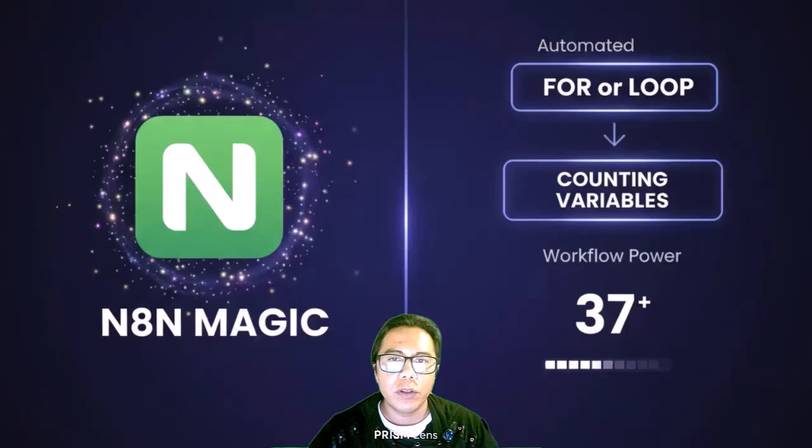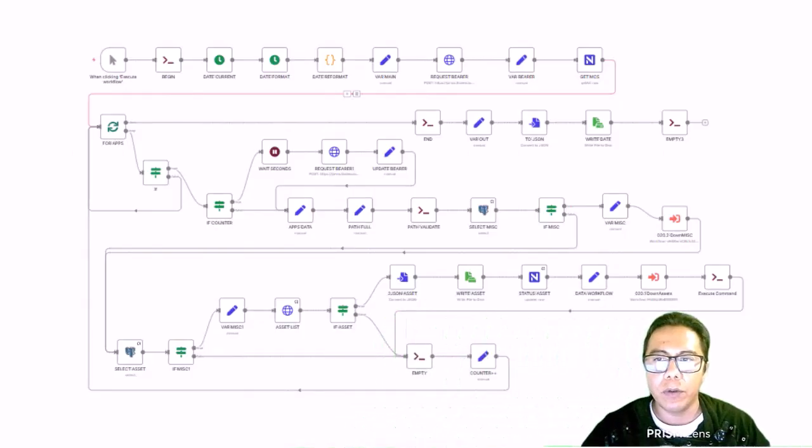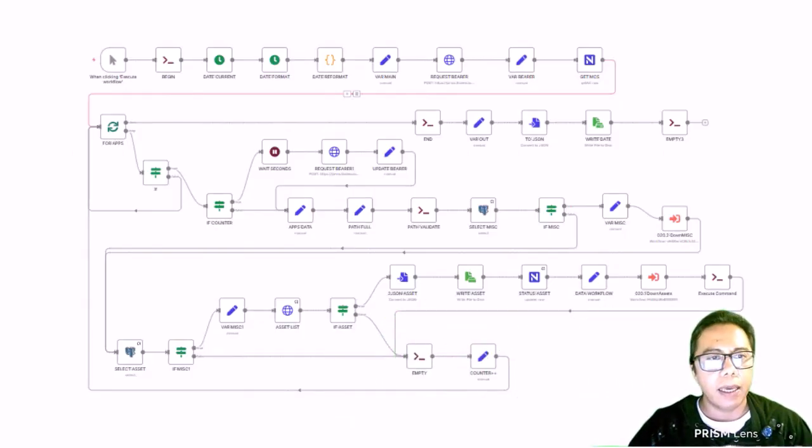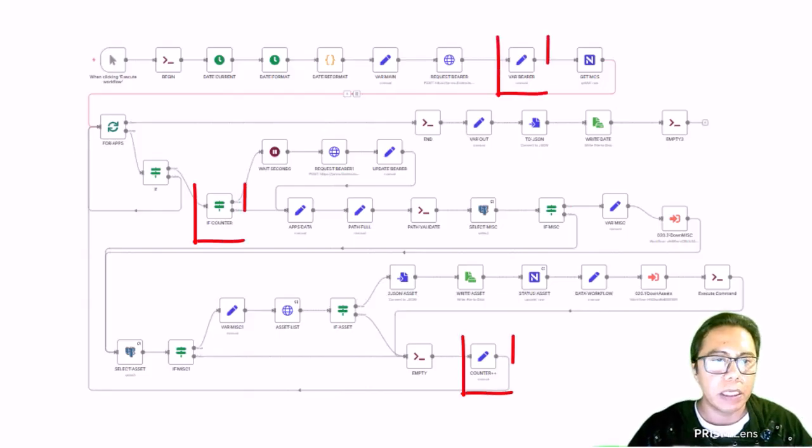When we are working with thousands of items, processing data from an API, or simply want to know how many emails were sent, we need a counter. But guess what? N8N doesn't have a simple native counter node. It is one of those things you have to build yourself. In this flow, we can see the counter initialize, counter increment, and the limit.